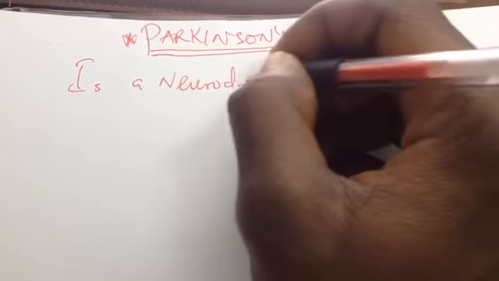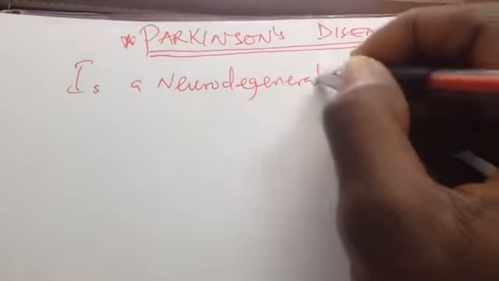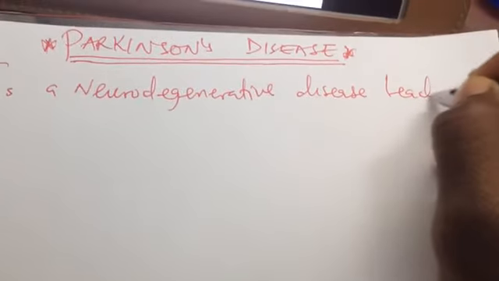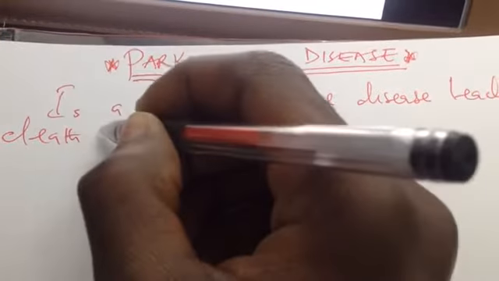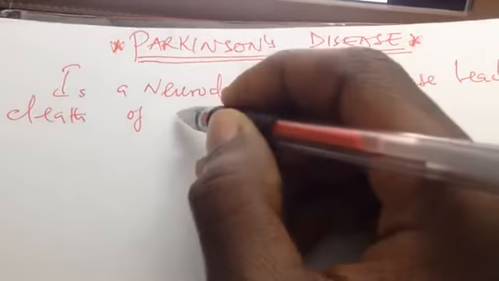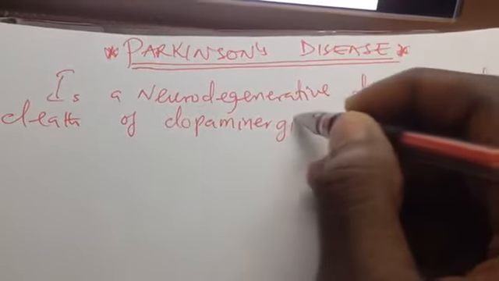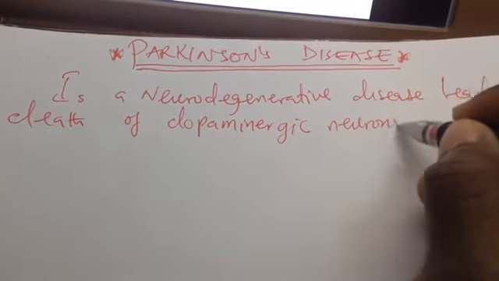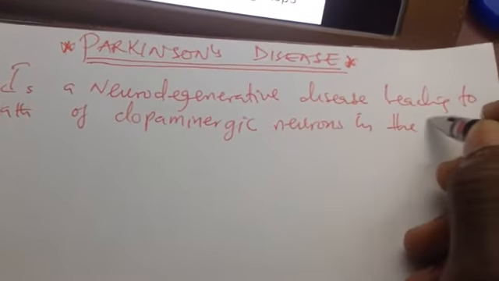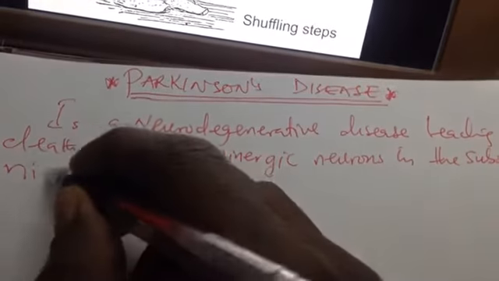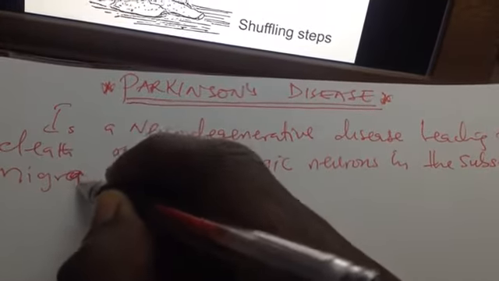Parkinson disease is a neurodegenerative disease leading to damage and death of dopaminergic neurons. When we say dopaminergic neurons, we mean neurons that are producing dopamine, in the substantia nigra. Substantia nigra in English means black substance.